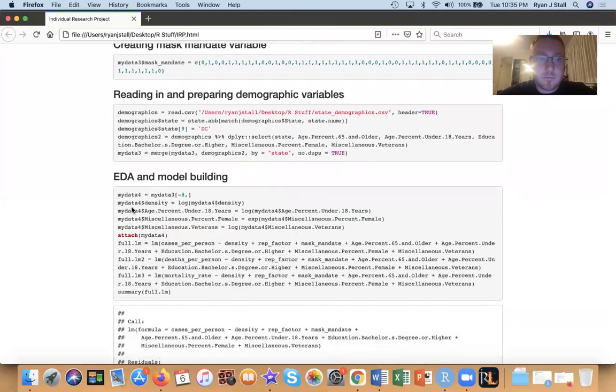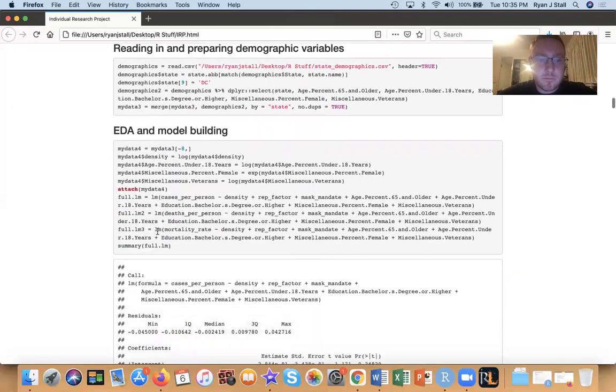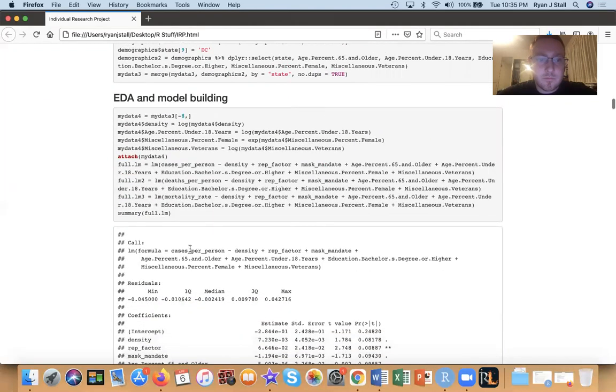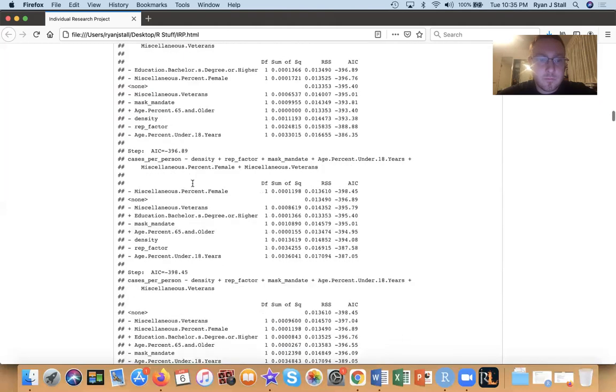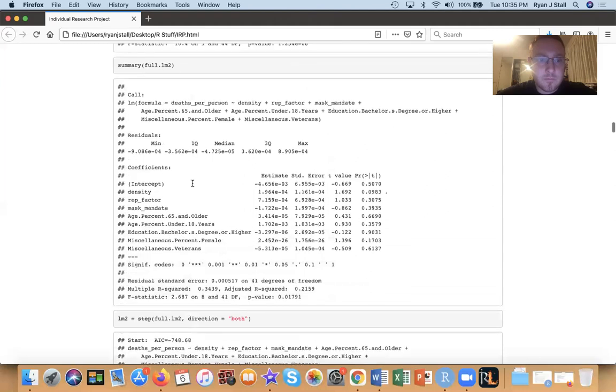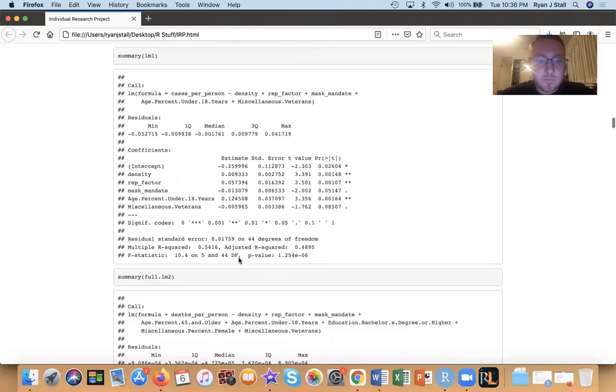I modeled the COVID infection rate, the COVID death rate, and the COVID mortality rate based on all the variables I included. I started out building linear models using stepwise model selection. Through these models, we find that population density, voting Republican, and the percentage of the population under 18 are positively correlated with the COVID infection rate, while having a mask mandate and a large number of veterans are negatively correlated with the COVID infection rate, all of which makes sense.